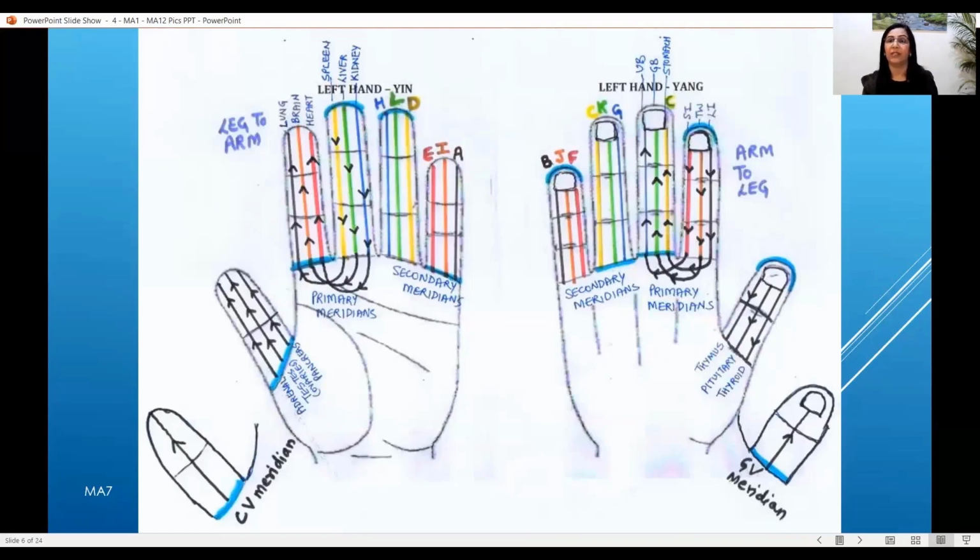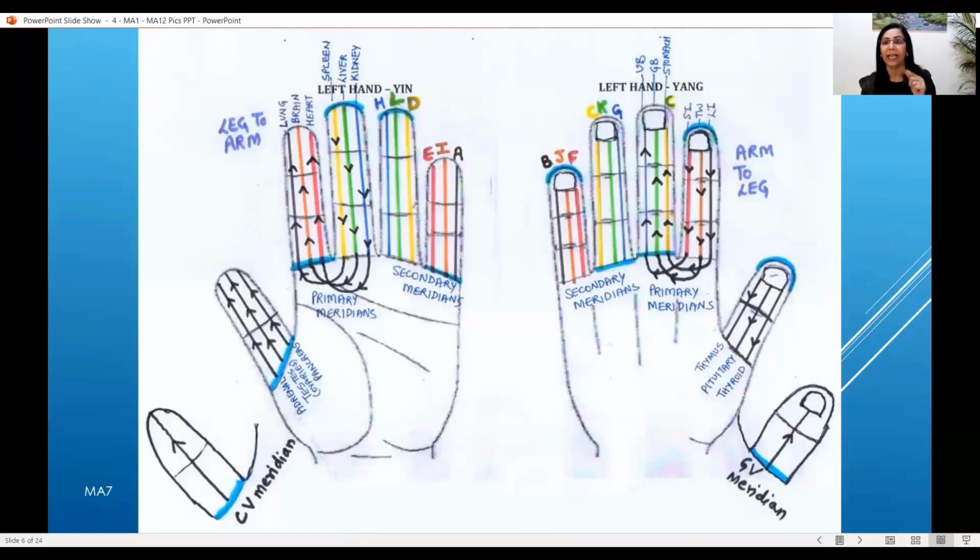The secondary meridians you will find on the little finger and the ring finger, which have been depicted by their alphabets: B for large intestine, J for triple warmer, F for small intestine, C for stomach, K for gallbladder, G for urinary bladder. And on the thumb, when you see the endocrine gland meridians, then the energy flow becomes the opposite.